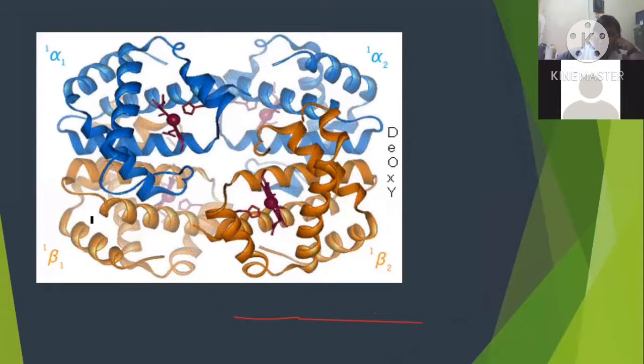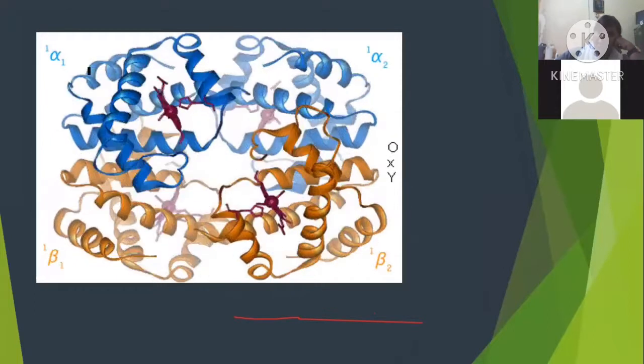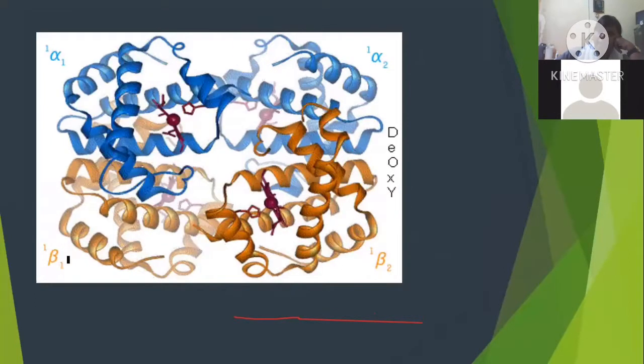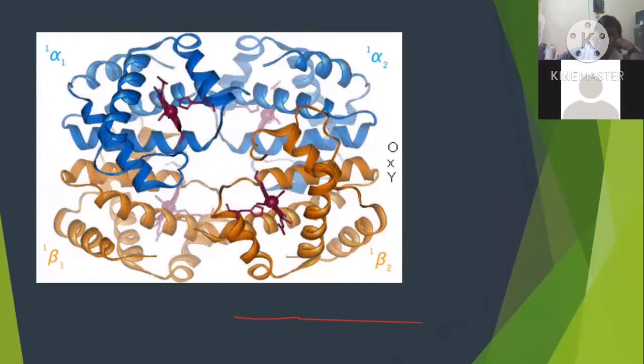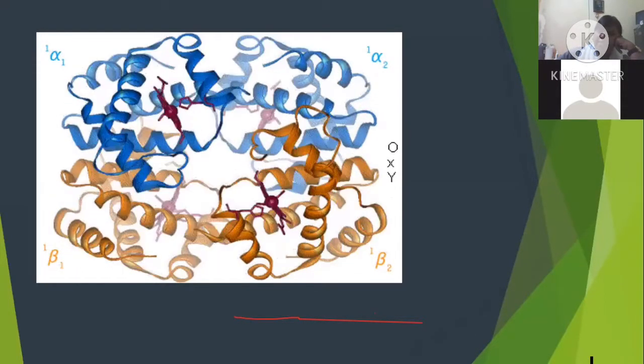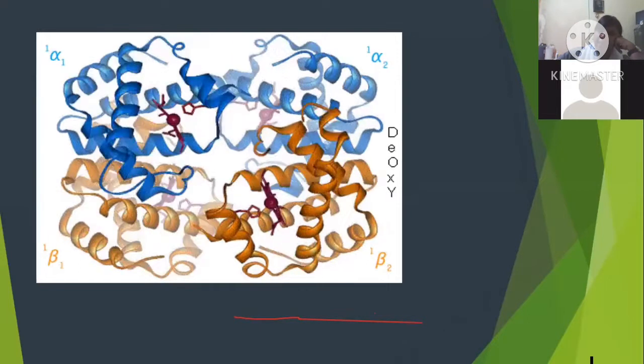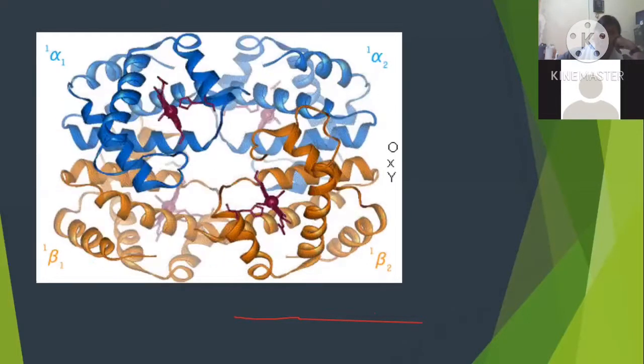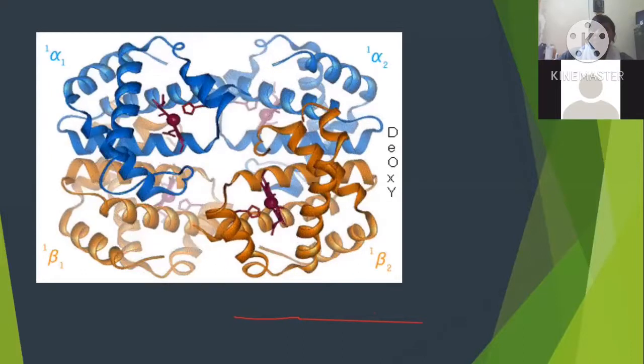So here you can see the alpha 1, alpha 2, beta 1, beta 2. As the oxygen binds, you can make out here the tense state and the relaxed state. The binding of one oxygen to one subunit makes a change in the entire structure of the hemoglobin.